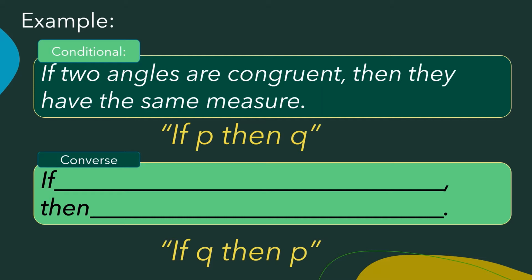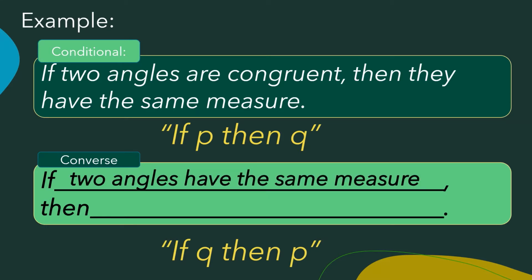Example number 3. If two angles are congruent, then they have the same measure. So this statement is written as if P then Q. So you are now going to write the statement as if Q then P, since that is the converse. So what's your answer? The correct answer is if two angles have the same measure, then they are congruent. Good job!